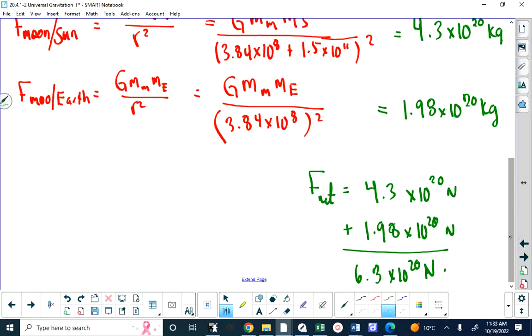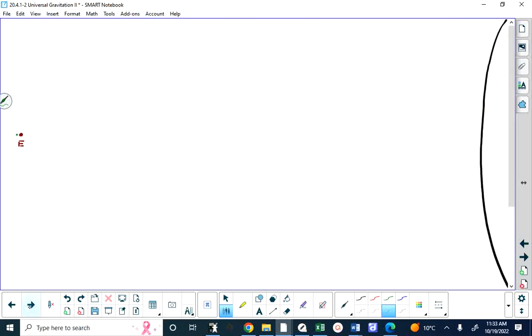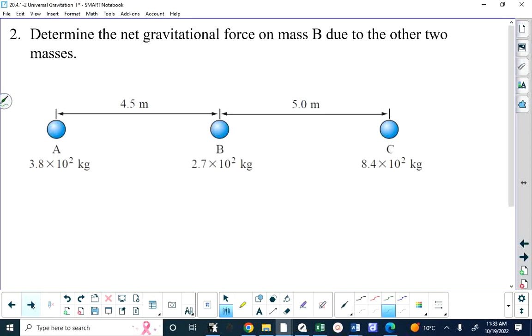All right, let's try another one. Determine the net gravitational force on the middle mass due to the other two. I want to set the stage here. This isn't really an application you would see in the real world, but you need to know the procedure for doing this because when we talk about electric forces next year, it's the same kind of idea.